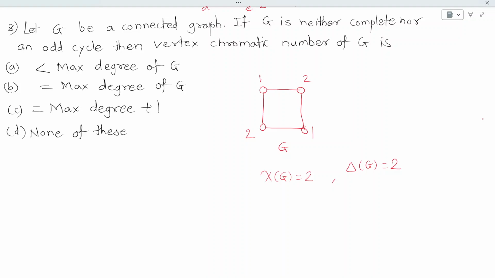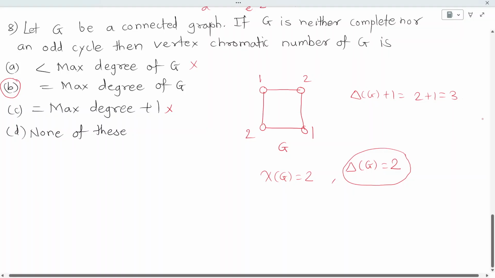If you observe option C, this is maximum degree plus 1. So what is maximum degree plus 1 in this graph? 2 plus 1 is equal to 3. So the vertex chromatic number of G is not equal to 3. So option C is incorrect. Less than the maximum degree of G: the maximum degree is equal to 2 and less than 2 means it should be 1. But the chromatic number is not less than 2. So option A is also incorrect. Option B is the correct option. It is equal to the maximum degree of graph G.